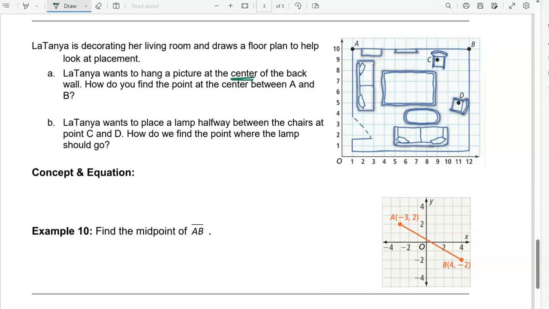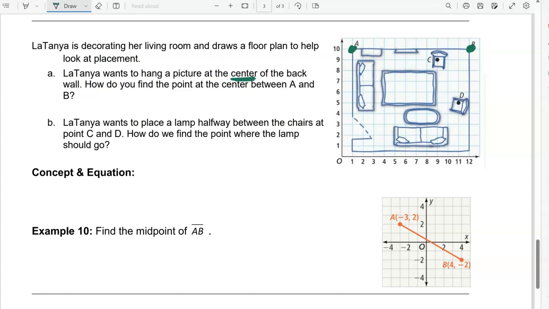How would you find the point at the center between A and B? So here's point A, here's point B. Before I talk you through it, think through how would you find that center point between A and B, and go ahead and jot down what point that would be. Now, hopefully you were thinking through, if we are looking for the center, we are looking halfway between A and B. So there should be equal space on the left and equal space on the right.